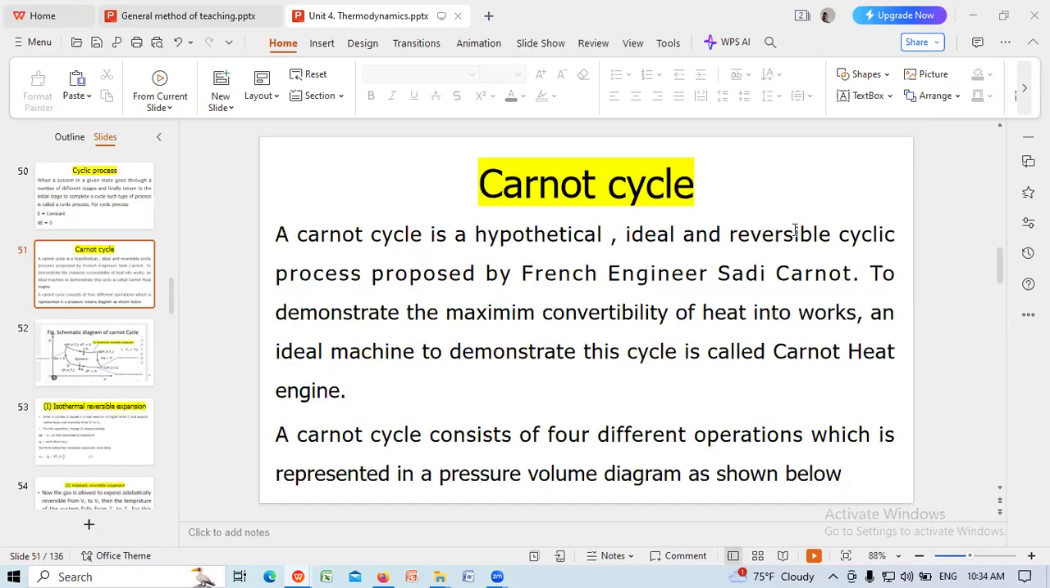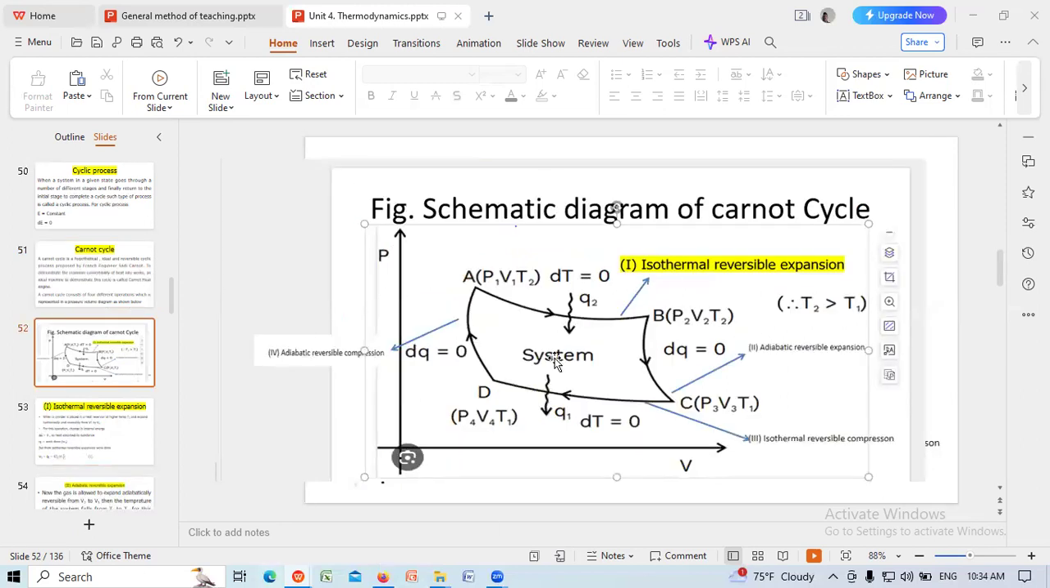The Carnot cycle is a hypothetical, ideal, and reversible cyclic process proposed by French engineer Sadi Carnot to demonstrate the maximum convertibility of heat into work. The ideal cycle is known as the Carnot heat engine. The Carnot cycle consists of four different operations, represented in the pressure-volume diagram shown below. Figure: schematic diagram of the Carnot cycle, A, B, C, D.